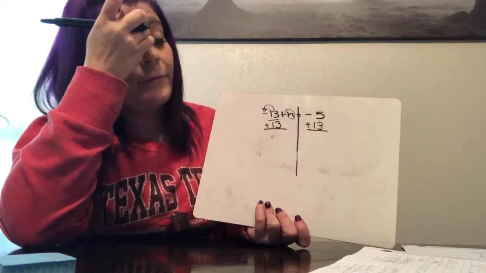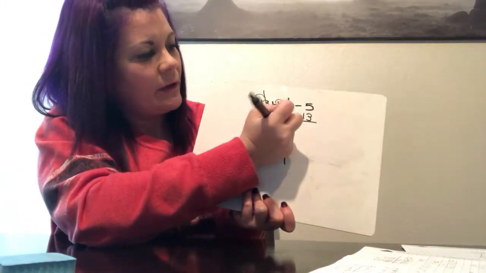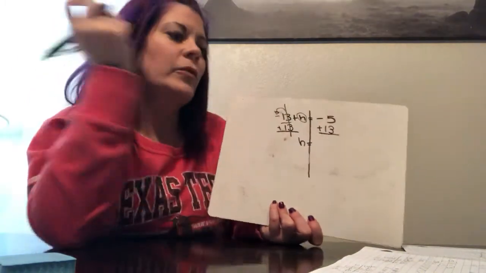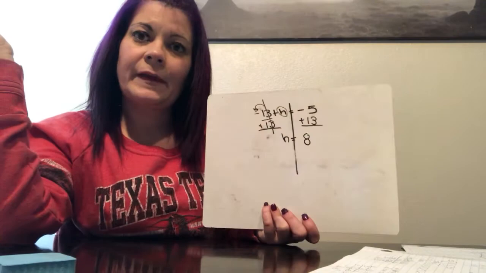Add 13 to both sides because negative 13 plus positive 13 will give you 0. You have h is equal to negative 5 plus 13, which is 8. So that's how you solve one-step equations. Now, here's another one-step equation.